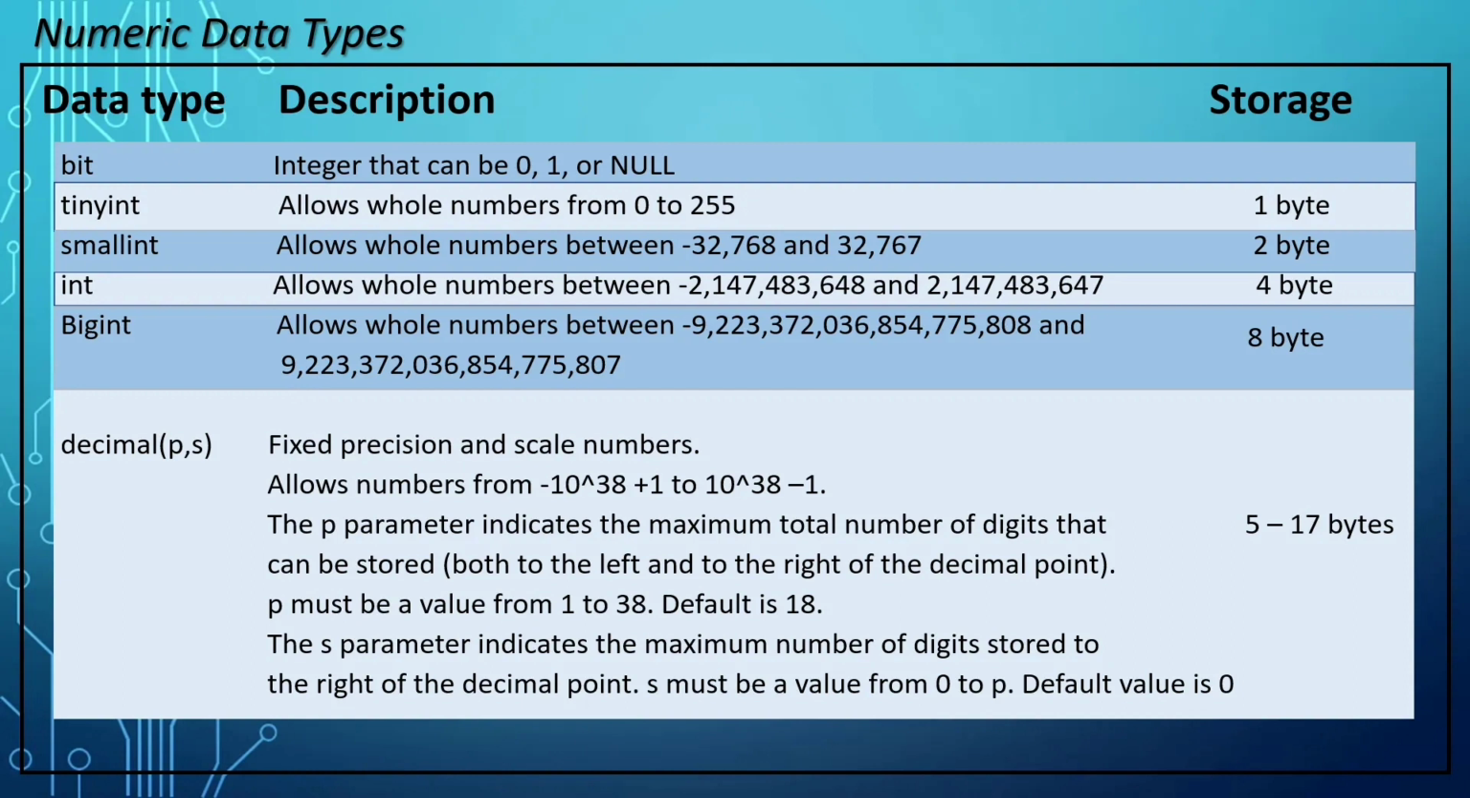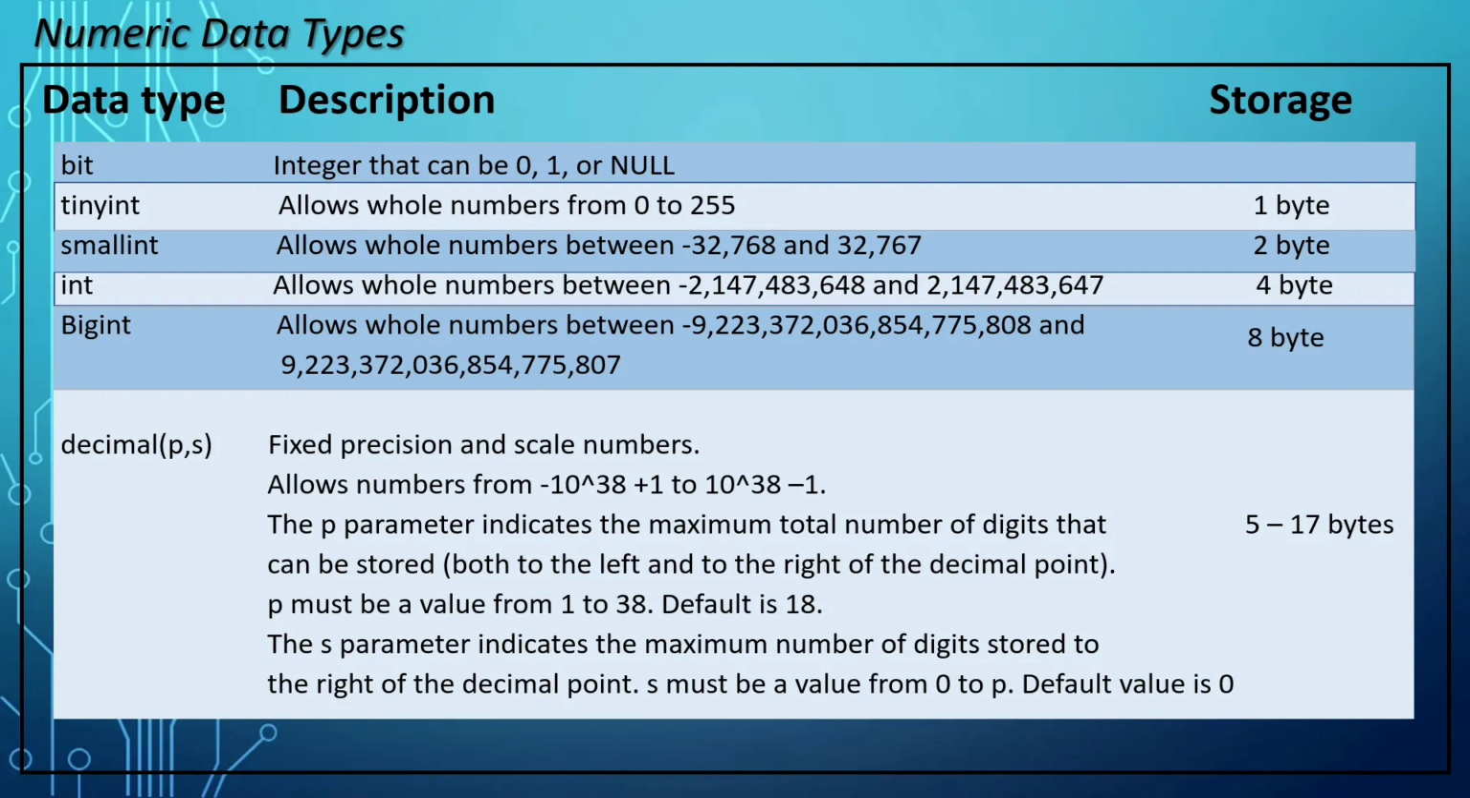Next is decimal. The P and S stand for precision and scale. So, it fixes precision and scale numbers. It only allows numbers from negative 10 caret 38 plus 1 to 10 caret 38 minus 1. The P parameter indicates the maximum total number of digits that can be stored, both to the left and to the right of the decimal point.